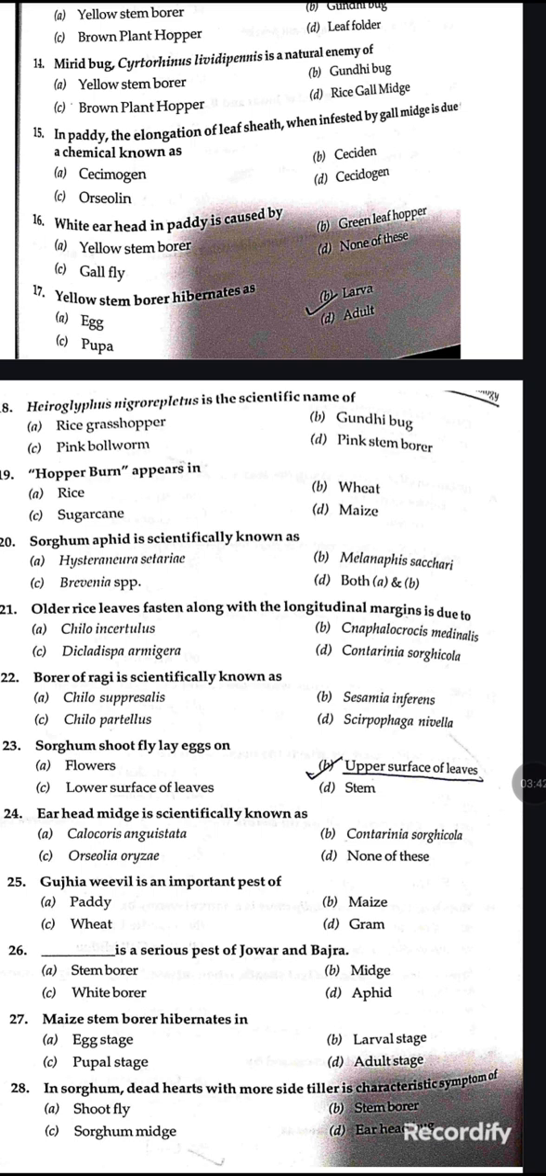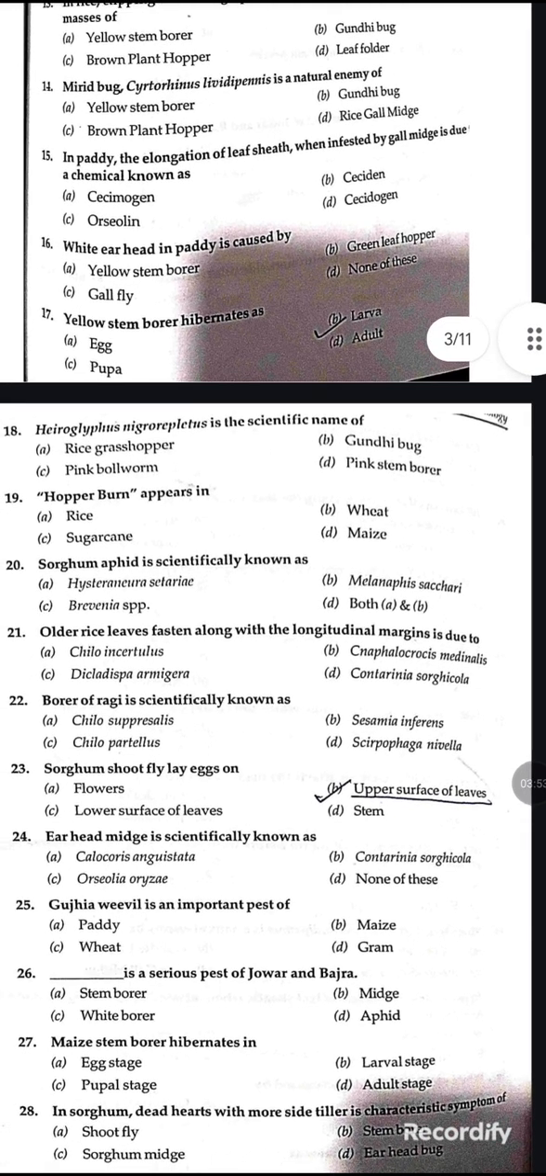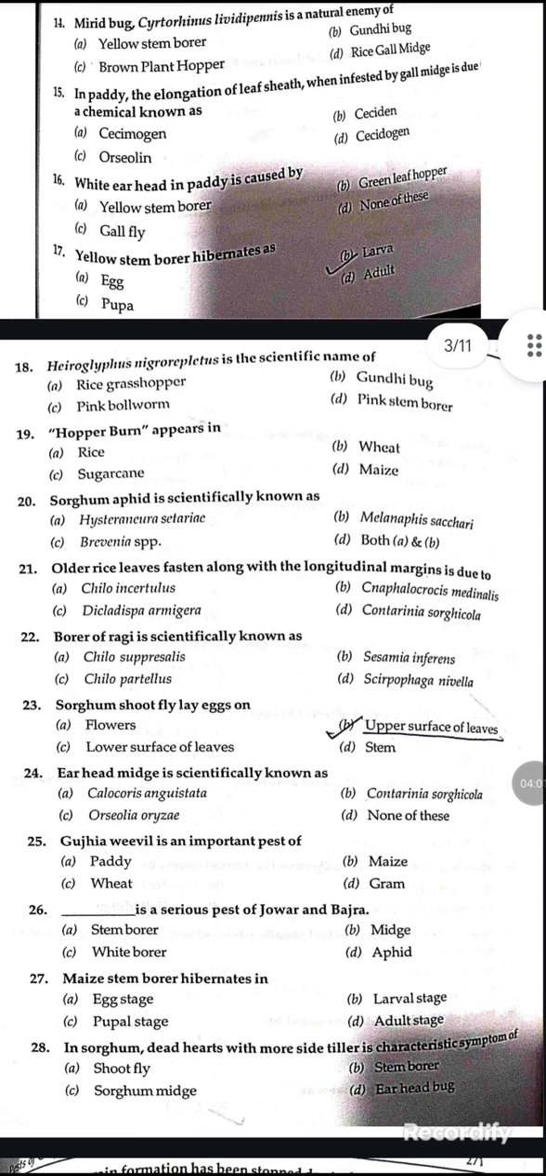And who mainly causes this? This is mainly caused by brown, what is brown stem borer? No, it's brown plant hopper. Hopper burn is caused by brown plant hopper, BPH. Sorghum aphid is scientifically known as Melanaphis sacchari. Like Hysteroneura setariae.